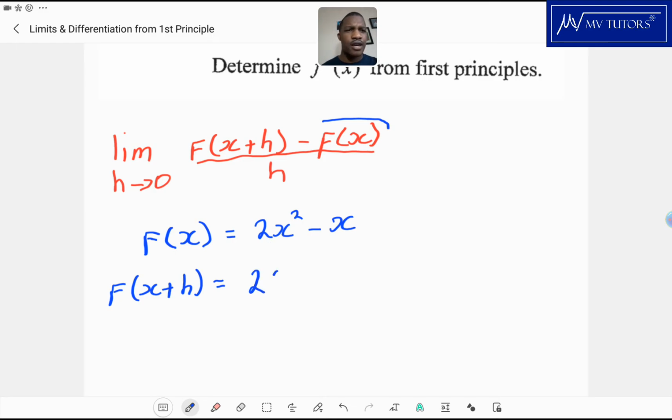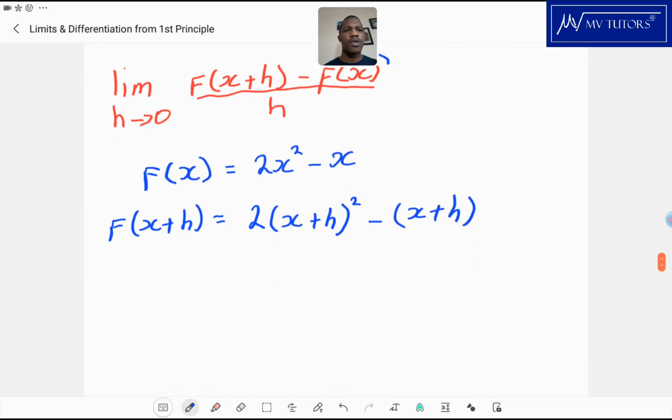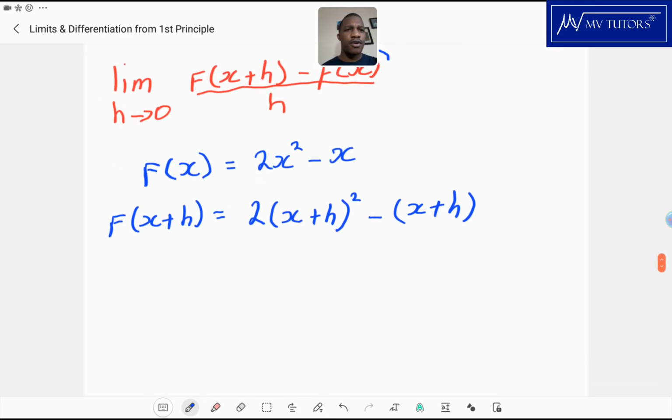Now we have an x here. Where we have an x, we put x plus h, and it's squared, minus where we have an x, we put x plus h. Right, let's simplify this further. I like to simplify things. Whenever I expand these things, I always do this: x plus h, x plus h. There are 2 of them, and then that one is x plus h.